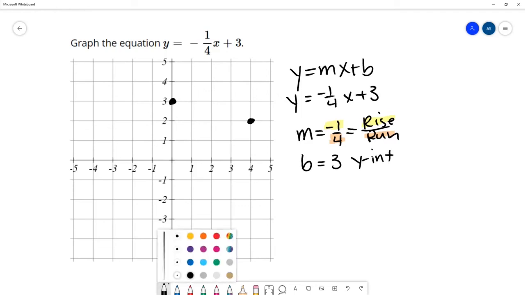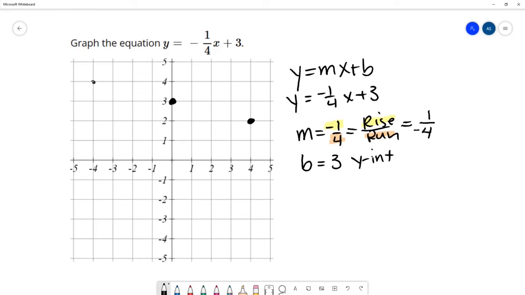Now we could also treat that negative as being in the denominator instead of the numerator. So in that case, our rise would be 1 and our run would be negative 4. So we would go up 1 and to the left 4. And that gives us the graph of our line. So using the slope and the y-intercept, you can graph the line by plotting the y-intercept and then using the slope to get to a second point.